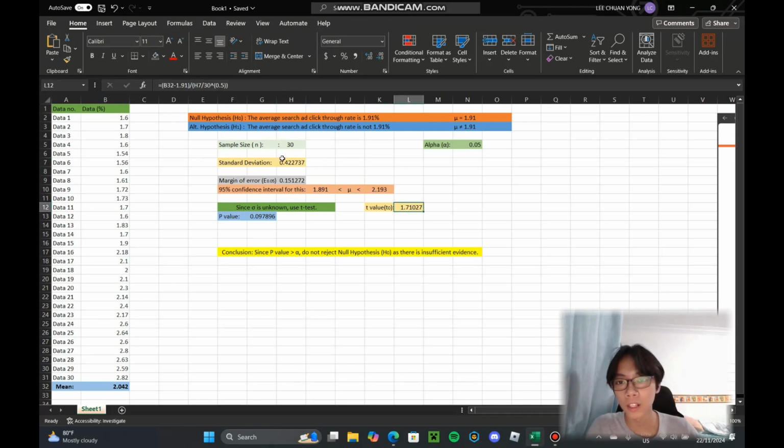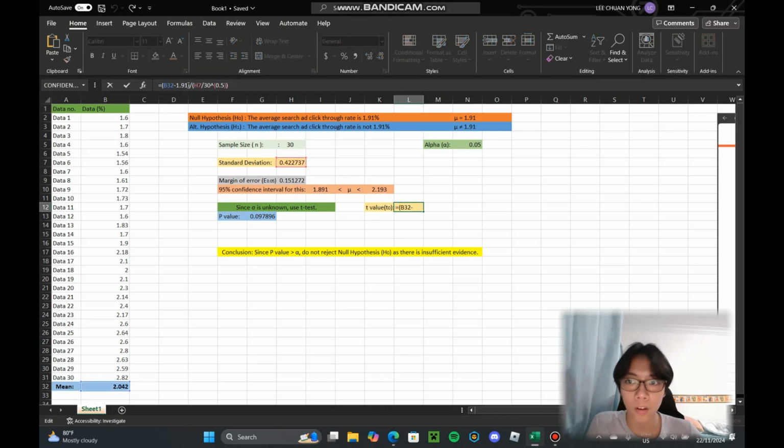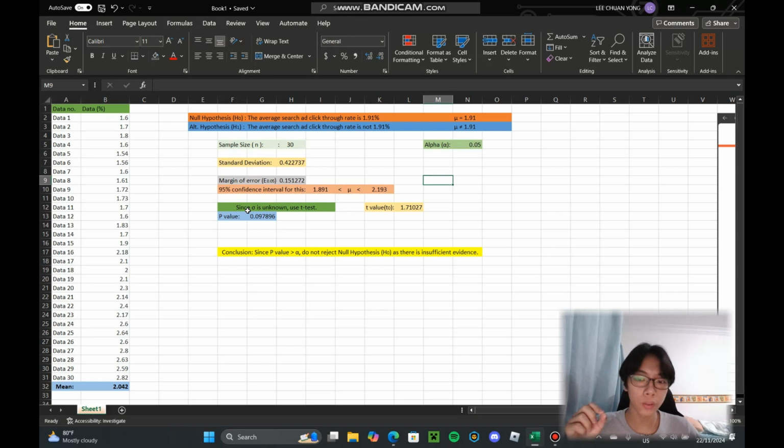Okay, next we'll be going on to our t value. So how is our t value obtained? Basically, our t value is obtained by using our mean, which is our B32, minus our 1.91, which is our mu. So it's mean minus mu over our standard deviation divided by the square root of our sample size, which is 30. And this gives us the t value. So why did we do a t-test? That's the question. Since we do not have our population standard deviation, it is unknown, and thus we can't do the z-test, which is why we have to use the t-test.